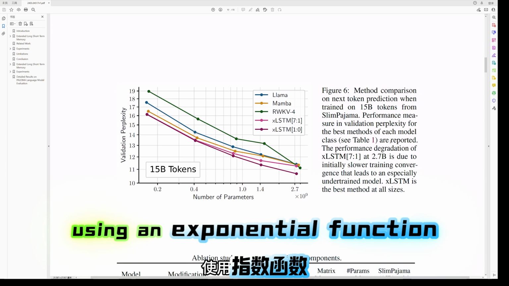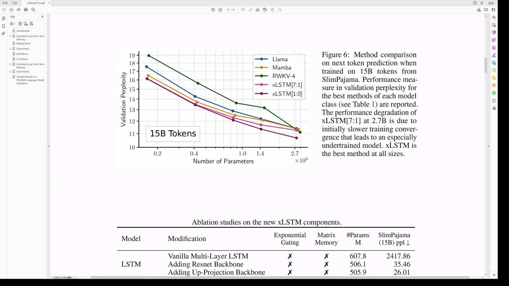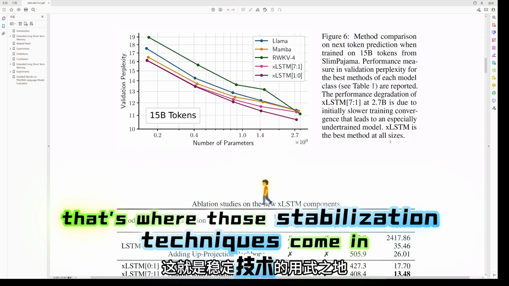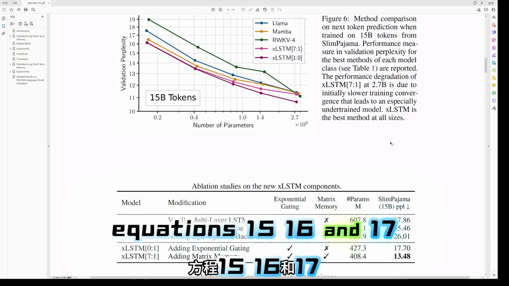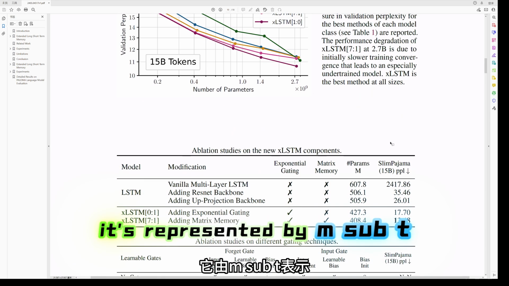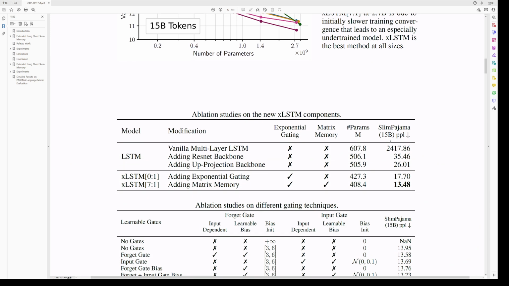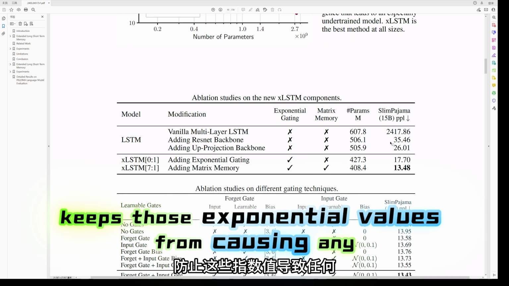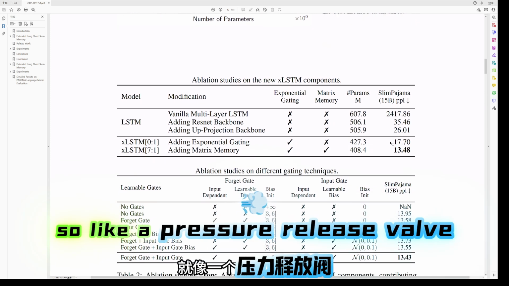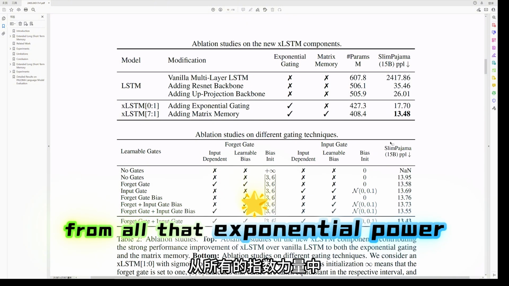But won't using an exponential function make those values go crazy? You're right to be concerned. That's where those stabilization techniques come in, equations 15, 16, and 17. They introduce the stabilizer state. It's represented by m sub t, and it basically normalizes the input and forget gates. Keeps those exponential values from causing any overflows. So like a pressure release valve, keeping the system from blowing up from all that exponential power.